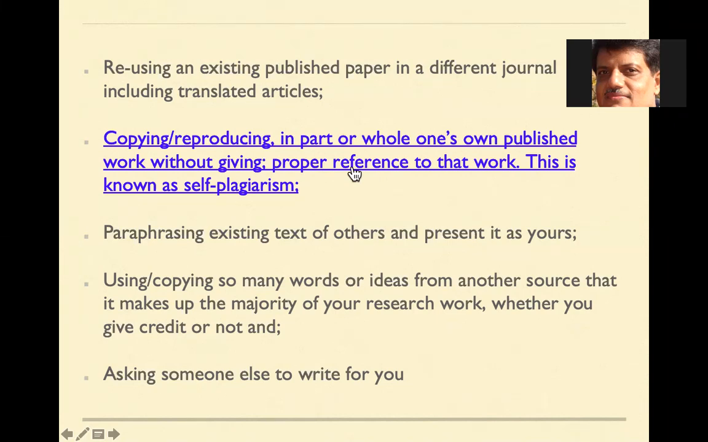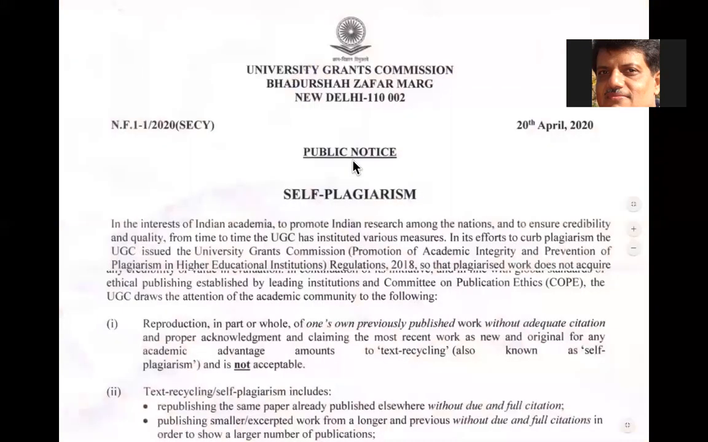Now, next, what you see here in blue color is copying, reproducing in part or whole one's own published work without giving proper reference to the work. Which means, say for example, if you have published an article 1 year back and today you want to publish another article and you want to take some data from your previously published paper, then of course you have to give the source. And in this regard, let me just tell you that just on 20th April, there was a circular from UGC about self-plagiarism.